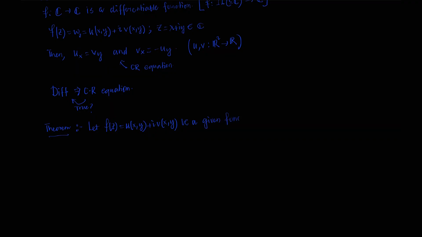Essentially what we are trying to do is see whether this function turns out to be a differentiable function or not. So let's say this is a given function such that the real part, u of x, y, and the imaginary part, v of x, y, these two have continuous first order partial derivatives.